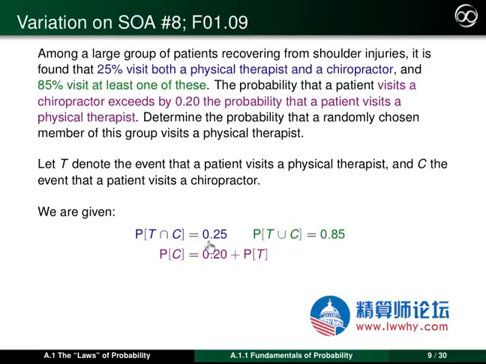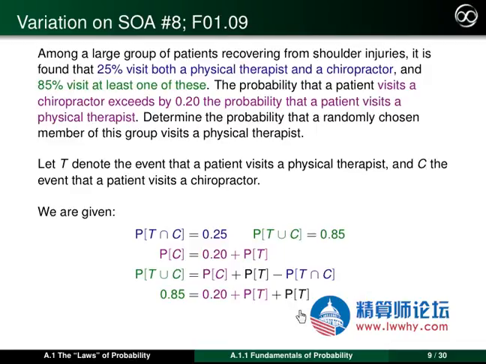What equations do I have that connect unions and intersections? Well, it's our usual one. The probability of the union is the probability of one plus the other minus the probability of the intersection. And now I just copy down my numbers. The probability of the union is 0.85. I want to find the chance of visiting a physical therapist, so I'm going to write everything in terms of P of T. So the probability of C I don't know, but I know it's 0.2 plus P of T. P of T is what I'm trying to solve for. And the intersection is 0.25. So again, I solve for P of T and I get a final answer of 0.45.